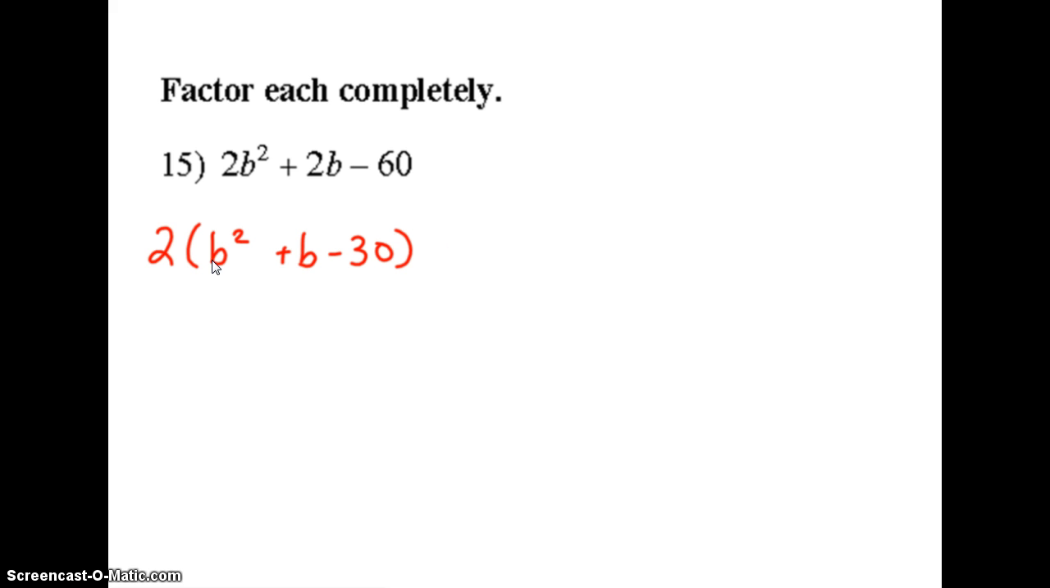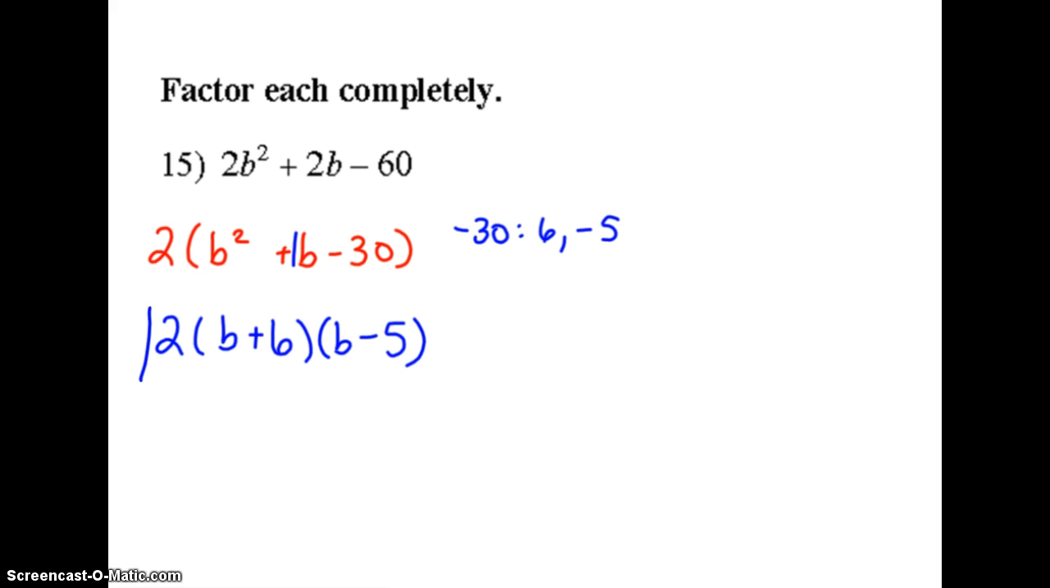Now what I need to do is I need to check and see if this trinomial is factorable. So I look at the factors of negative 30, and what two factors multiply to give me negative 30 but add to give me 1, because there is a 1 here, and that would be positive 6 and negative 5. So I have 2, b plus 6, b minus 5. Okay? Remember, if you're not sure, you can factor this back out. Use FOIL and then distribute the 2, and you should get your correct answer.